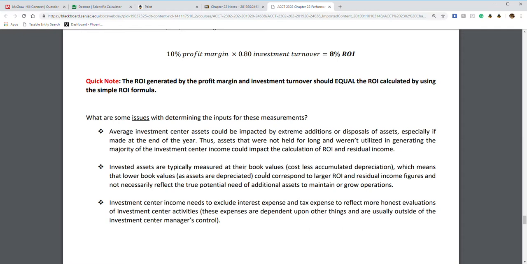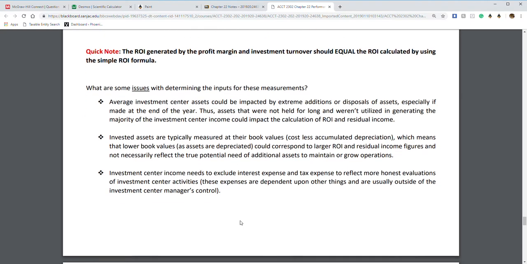Investment assets are typically measured at their book values, so cost less accumulated depreciation, which also means lower book values. This can also throw things off and give you a larger ROI or residual income figure that does not necessarily reflect the true potential. So it adds a little problem. And the last one: investment center income needs to exclude interest expense and tax expenses to reflect a more honest evaluation. This usually doesn't happen, and it causes a little trouble because these depend upon other things, but sometimes they get thrown in with the investment center income, which does not help us at all.